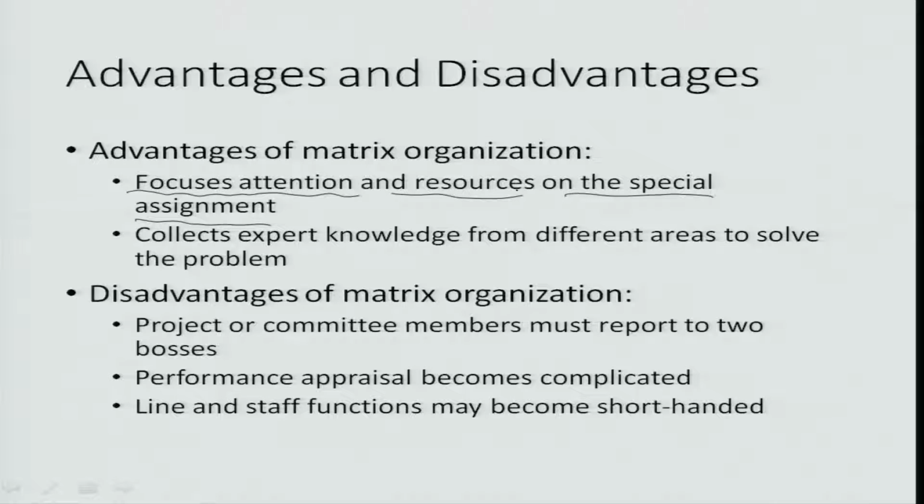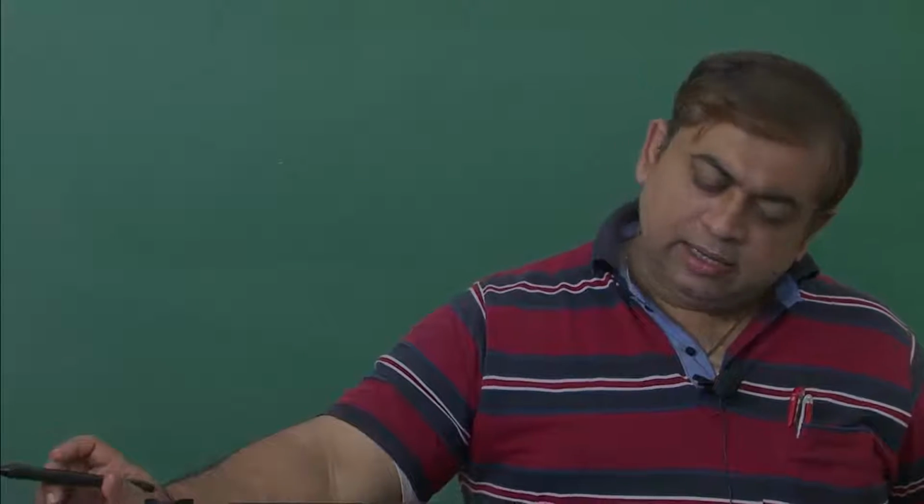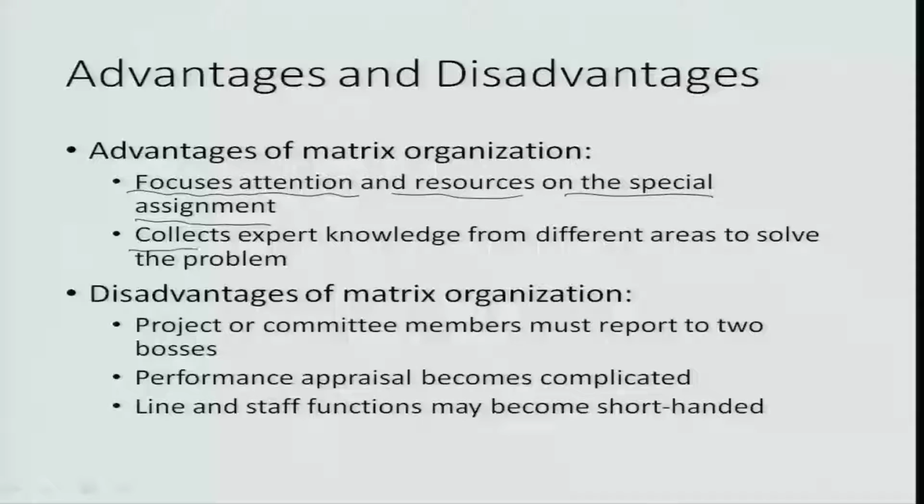So, that again you have to look back on the line organization level, a vertical line for doing that kind of planning. You of course collect the advantages of matrix organizations, including expert knowledge from different areas to solve the problem. So, it becomes a better solution accepted by all.